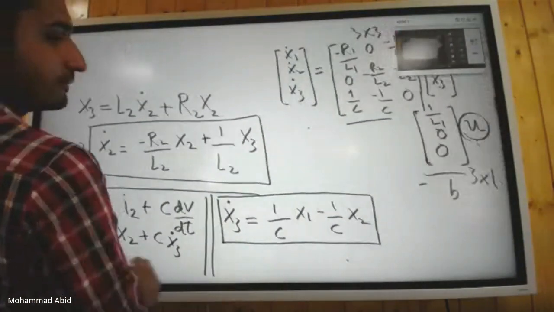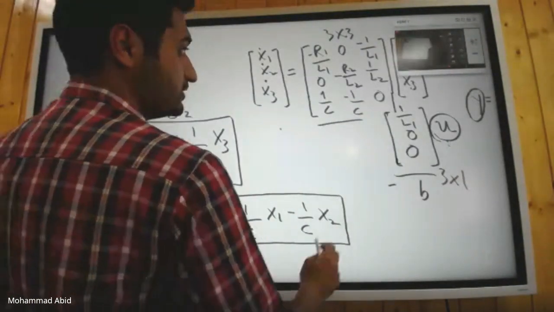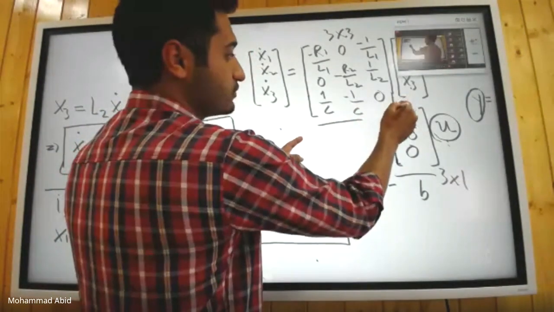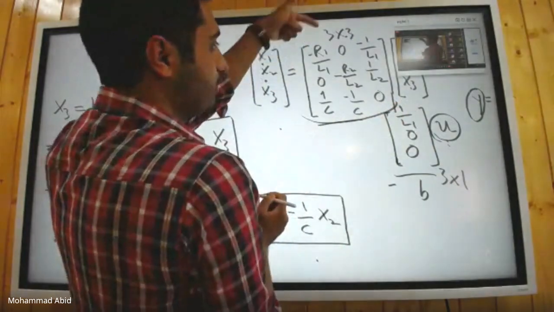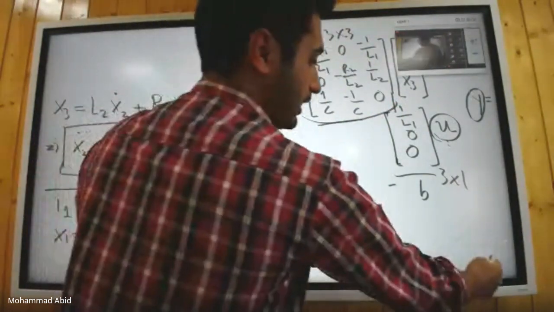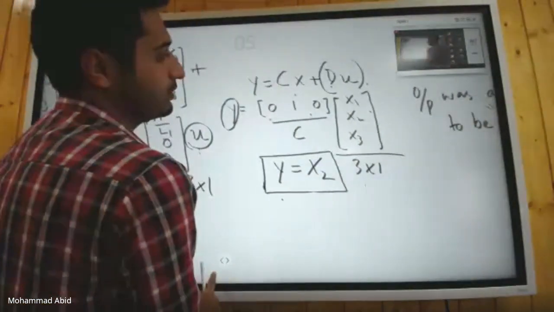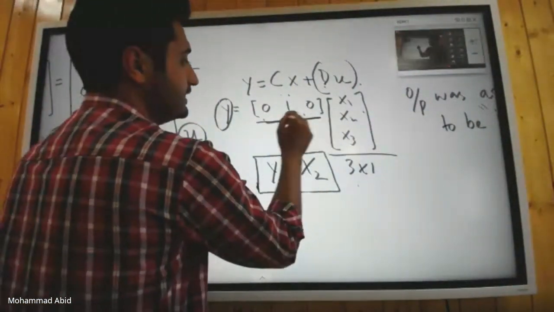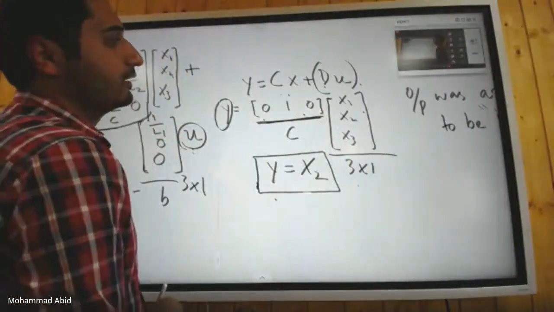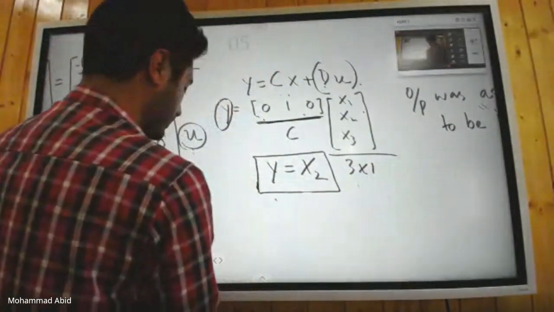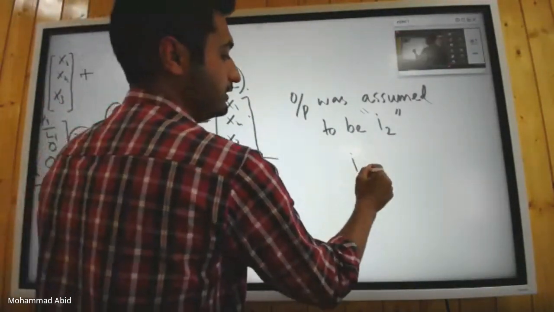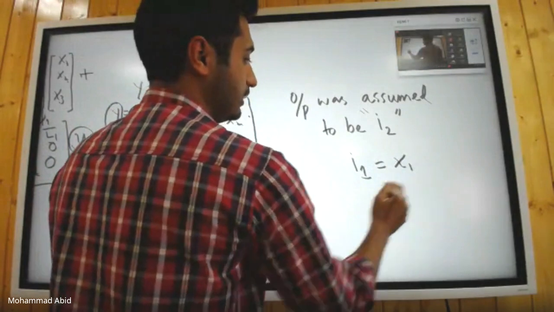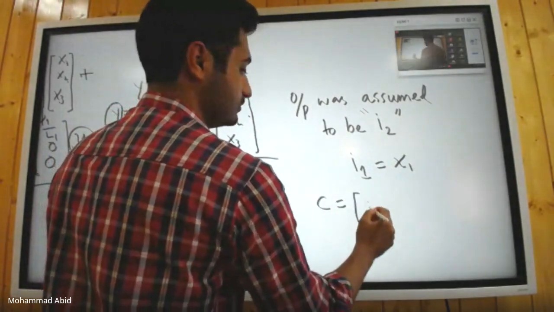Your A matrix won't change because this depends on the dynamics of the system. This forms the values of R1, L1, C. And if you change your measurement or your desired output, then the entries in C will only change. Had it been output I1, which is your X1, then your C would have been 1, 0, 0.